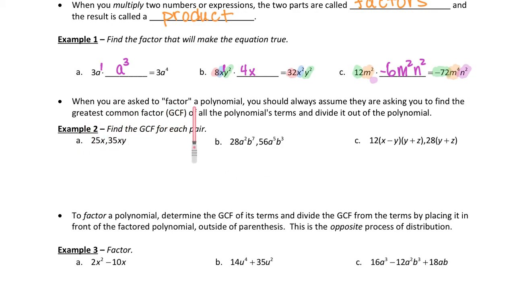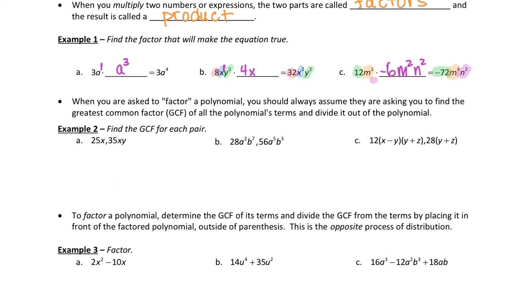So when you're asked to factor a polynomial, you should always assume they're asking you to find the GCF, the greatest common factor, of all the polynomial terms and divide it out of the polynomial. So here's some tricks I'm going to give you to find your GCF.